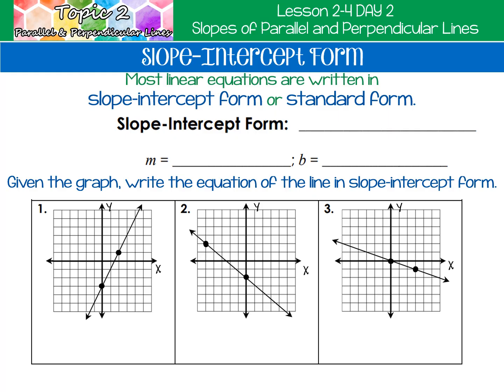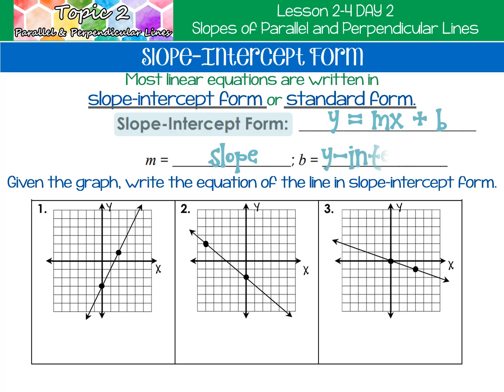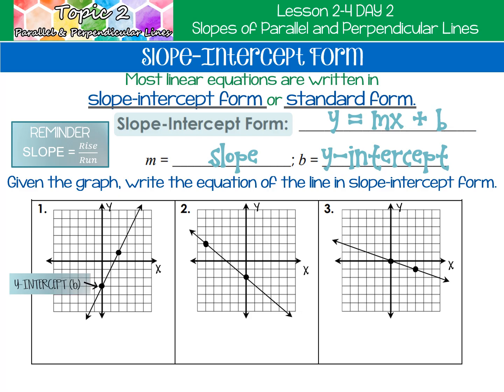Slope-intercept form. Most linear equations are written in slope-intercept form or standard form. We're going to start with slope-intercept form, which is y equals mx plus b. And m is the slope, b is the y-intercept. Just a reminder, especially when it's from a graph, slope is rise over run. Let's look at the equation here.